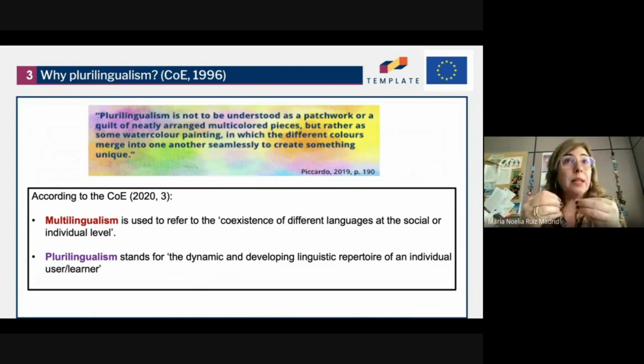And that's the difference. Multilingualism refers to the coexistence of different languages, while plurilingualism stands for the dynamic and developing linguistic repertoire of an individual user or learner. So an individual user or learner can be living in a multilingual society, but for any reason, he or she cannot be plurilingual, okay? So that's the difference.